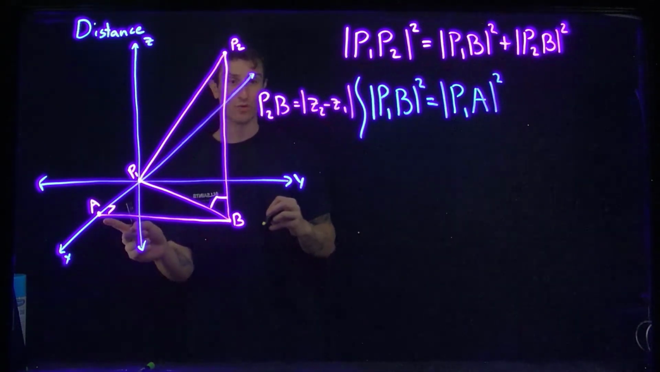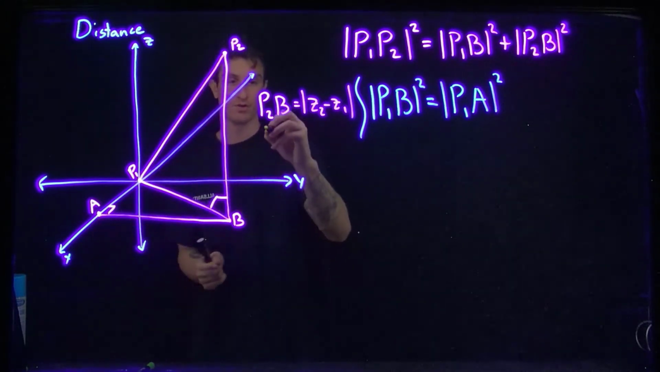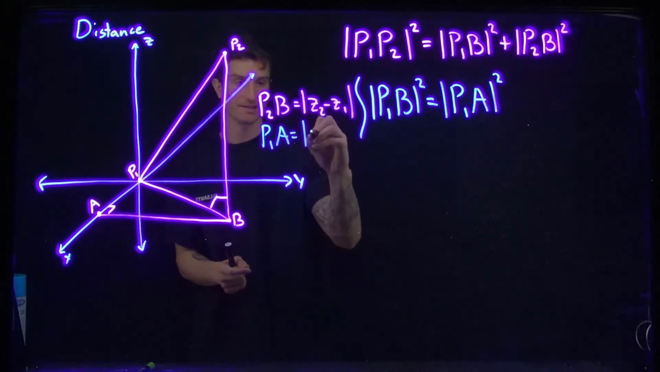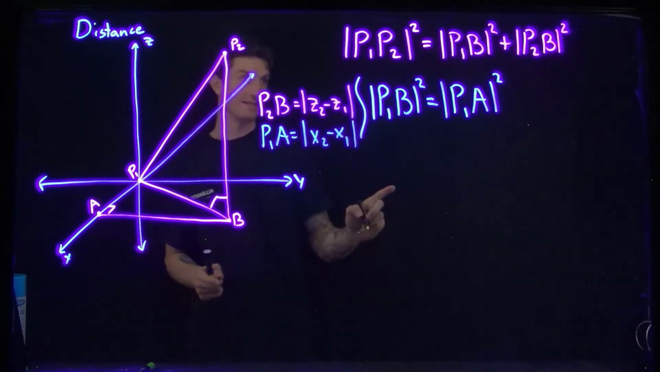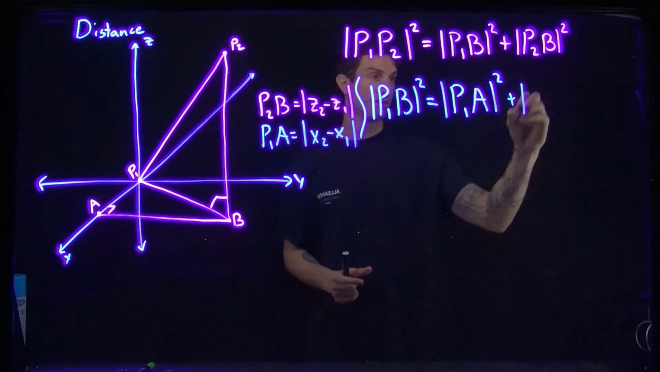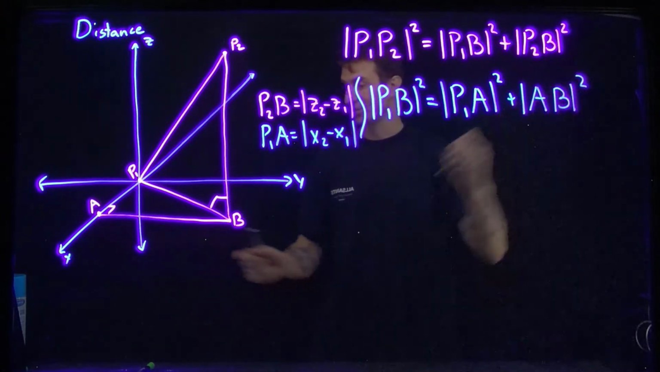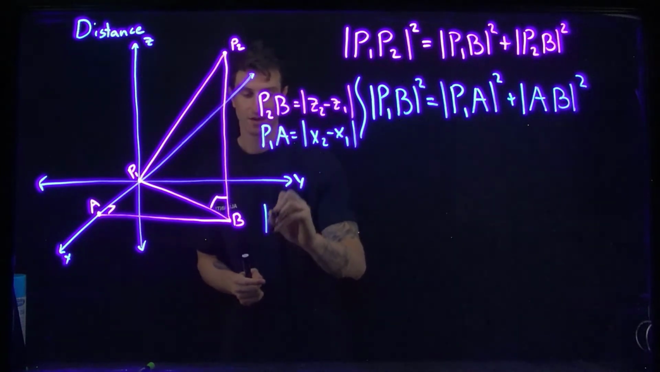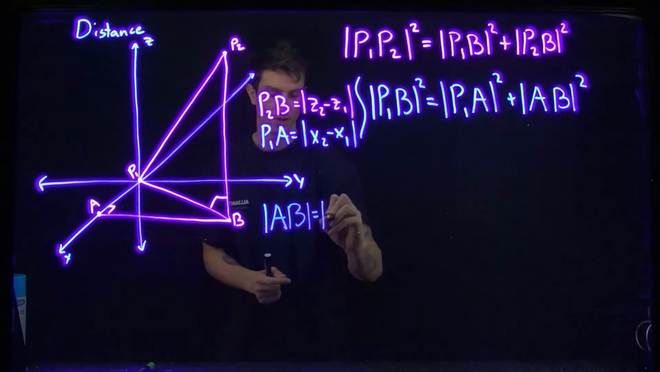And what is P1 to A? Well, P1 to A is just the distance on our X values, so P1 to A is just the difference between our X's. Okay, that's helpful. Plus A to B squared. Well, what is A to B? A to B is just going to be the difference of our Y's, so we'll write this here. A to B is the difference between our Y values.